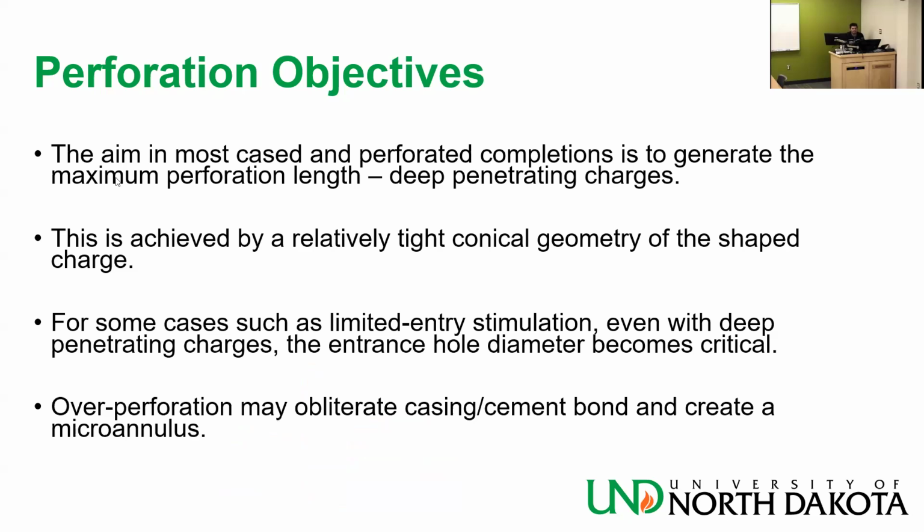Over-perforation may obliterate the casing-cement bond and create a microannulus. If you shoot the casing too much, it will destabilize it, mechanically speaking in particular, but also chemically speaking. I mean, the more you shoot it, the easier it is to come loose. So I'll be very careful. Sometimes you don't even need to do perforation. You use a slotted liner, so when you run casing, the casing already has holes in it. But it's not always the best option.